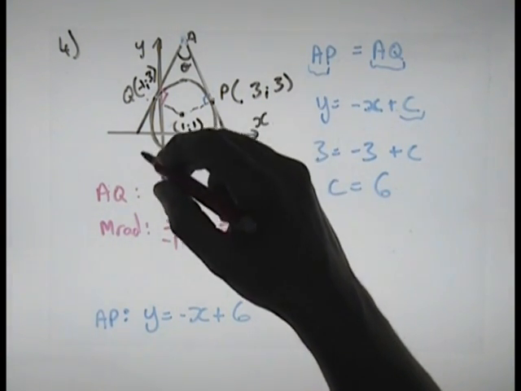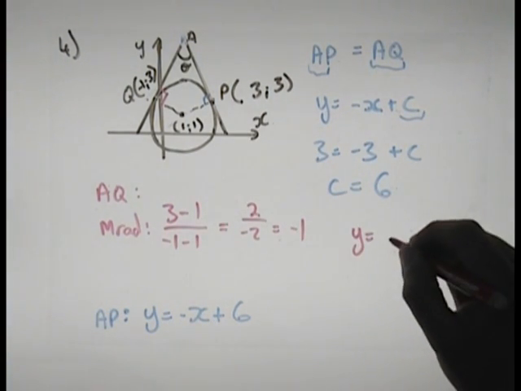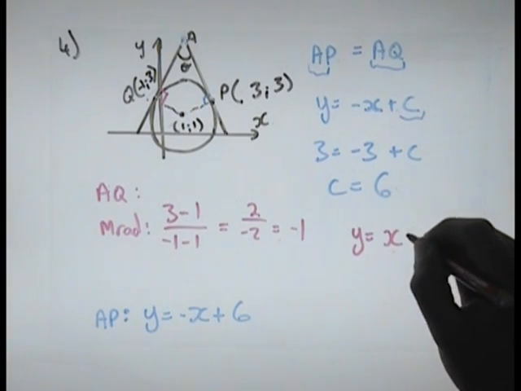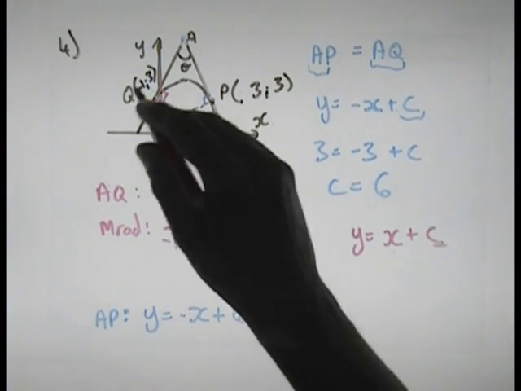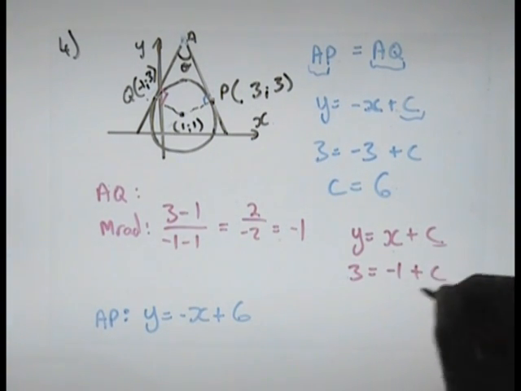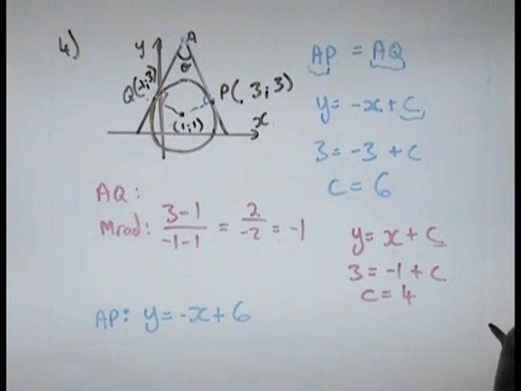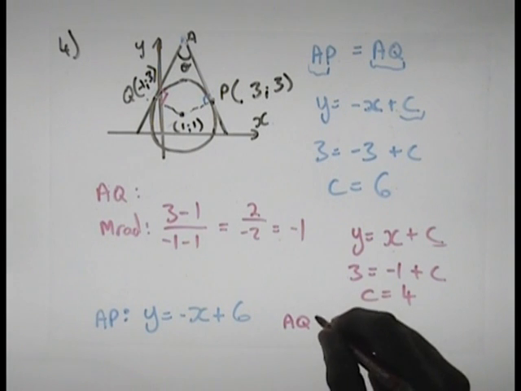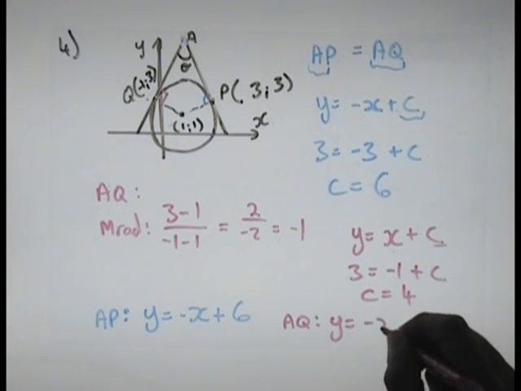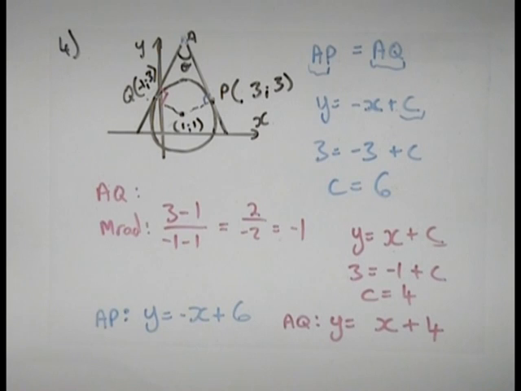That means that our tangent reads y is equal to positive 1x plus c. To get c, substitute the point that we have in. That means that 3 is equal to negative 1 plus c, so c is equal to 4. That means that AQ has the equation y is equal to positive x plus 4. And that is the equation of AQ.